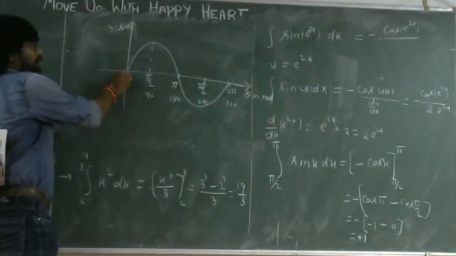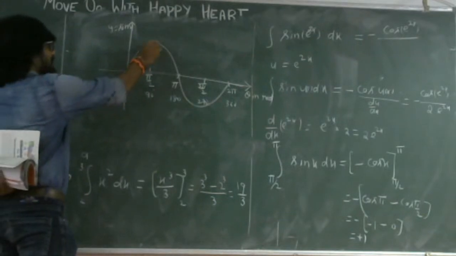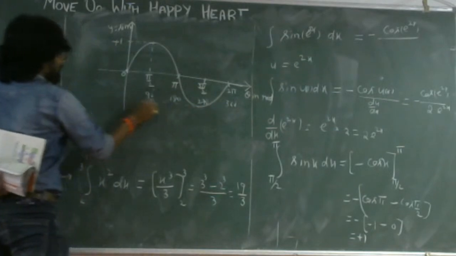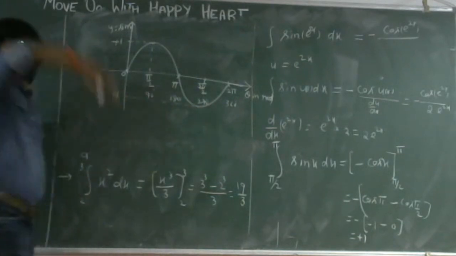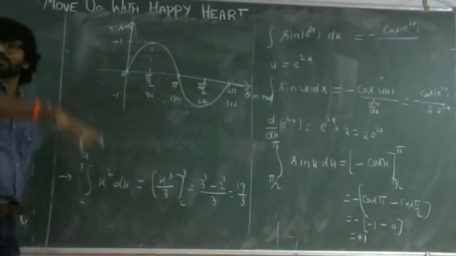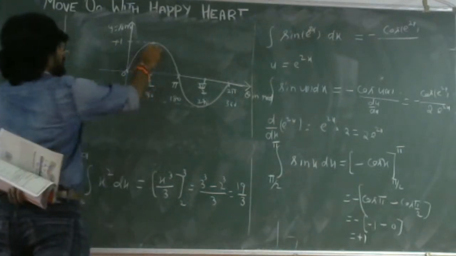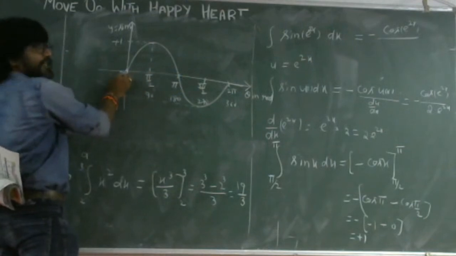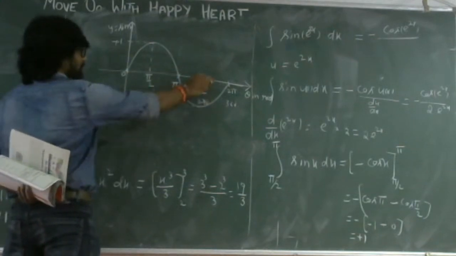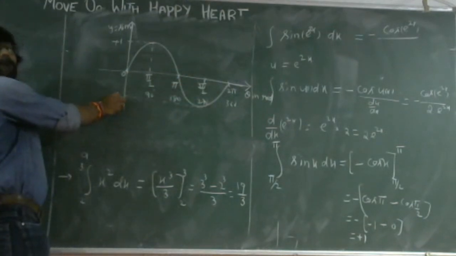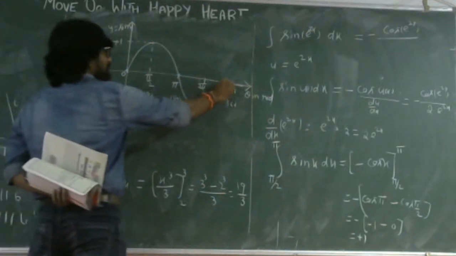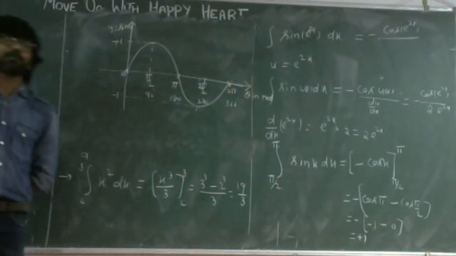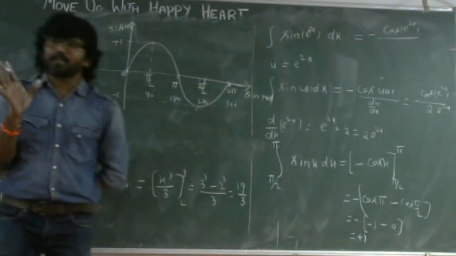So sine 0 is 0. The maximum value of sine will be plus 1 and the minimum value is minus 1. Sine value varies between plus 1 and minus 1. So sine 90 or pi by 2 is plus 1. Sine 180 is 0. Sine 270 or 3 pi by 2 is minus 1. Right? Sine 360 or 2 pi is 0. This is how you can remember the trigonometric values.